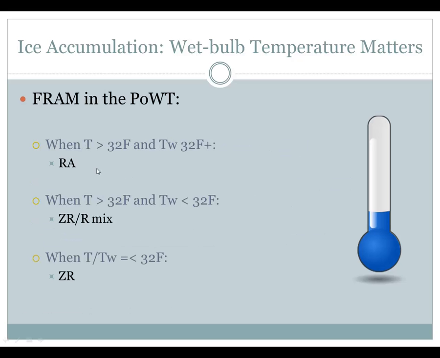So these three scenarios will occur when your grid configuration matches one of these bullets. When the temperature is greater than 32, but your wet bulb temperature is also 32 or above, you're going to see rain. When temperatures are still above 32 degrees Fahrenheit and your wet bulb then drops below 32, you're going to get a rain and freezing rain mix out of those configurations. When both your temperature and your wet bulb temperature are 32 degrees or below, you're going to see an all freezing rain forecast.